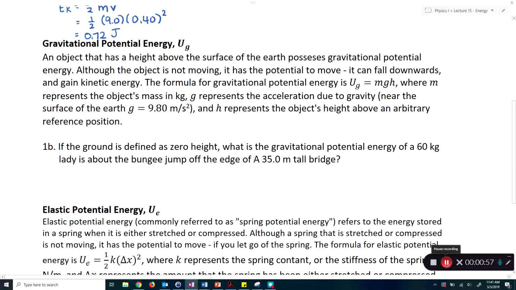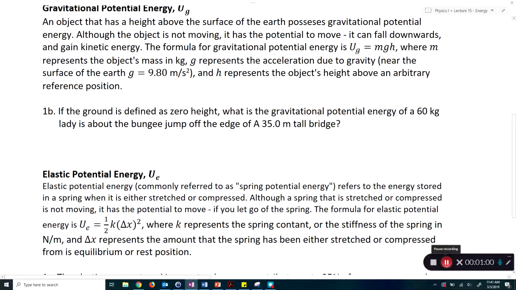All right, 1b. If the ground is defined as 0 height, what is the gravitational potential energy of a 60 kilogram lady who is about to bungee jump off the edge of a 35-meter tall bridge? Okay, so gravitational potential energy is up here, the equation. So UG, U for potential, G for gravitational. Gravitational potential energy is equal to m, mass, g, which is 9.8, h, which is the height.